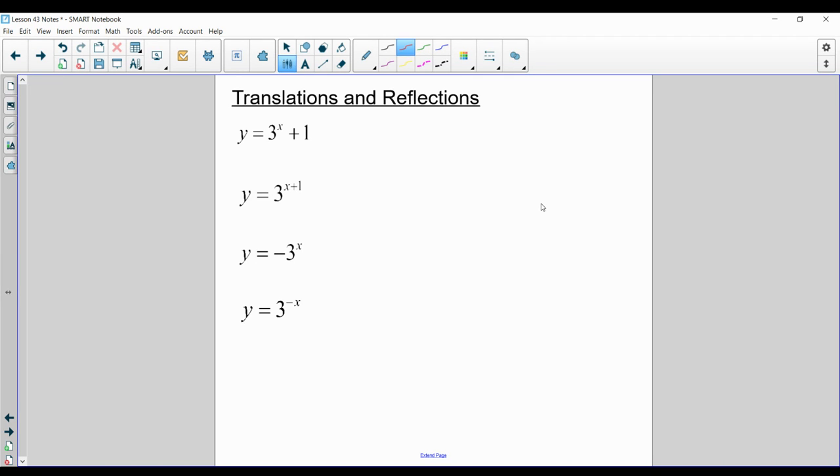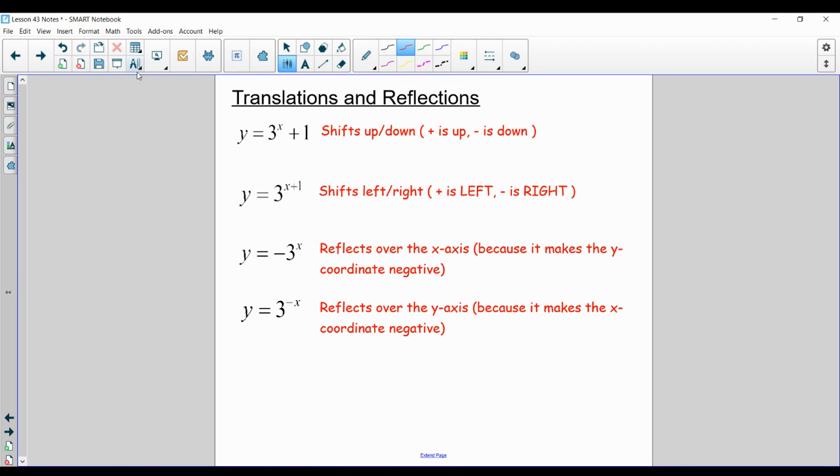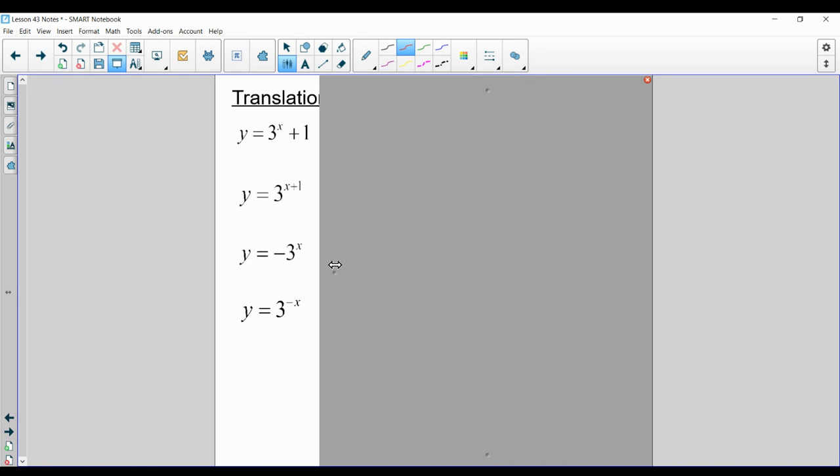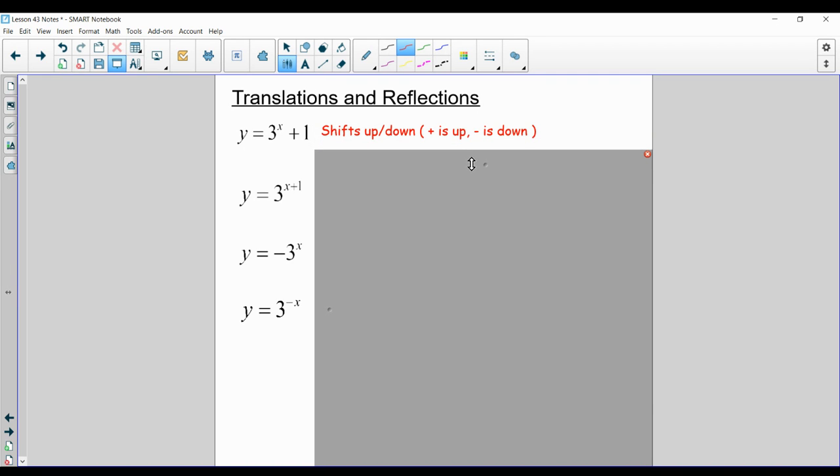Okay, so the previous thing said that those things apply when you don't shift. Well, what happens when you do, when you add or subtract numbers or you multiply by a negative? All right, so if I add a 1 or any number at the end here, not in the exponent, you could write this as 1 plus 3 to the x. It would be the same thing as 3 to the x plus 1. So anytime you add or subtract a number, that is going to shift your graph up or down. Positive would go up, negative would go down.